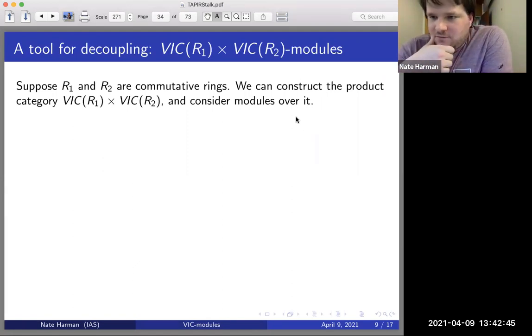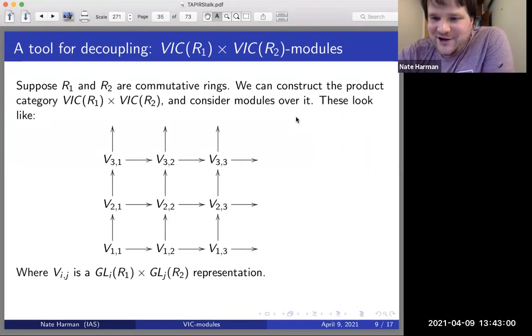So now suppose I have two rings, R1 and R2. Instead of looking at just VIC, I can take a product, VIC R1 cross VIC R2, and consider modules over this. These now look like a grid. Instead of being a sequence of representations, I get one for every pair of natural numbers, with the property that V_ij is a representation of GL_i of the first ring times GL_j of the second ring. And you might say, okay, why would I do this?